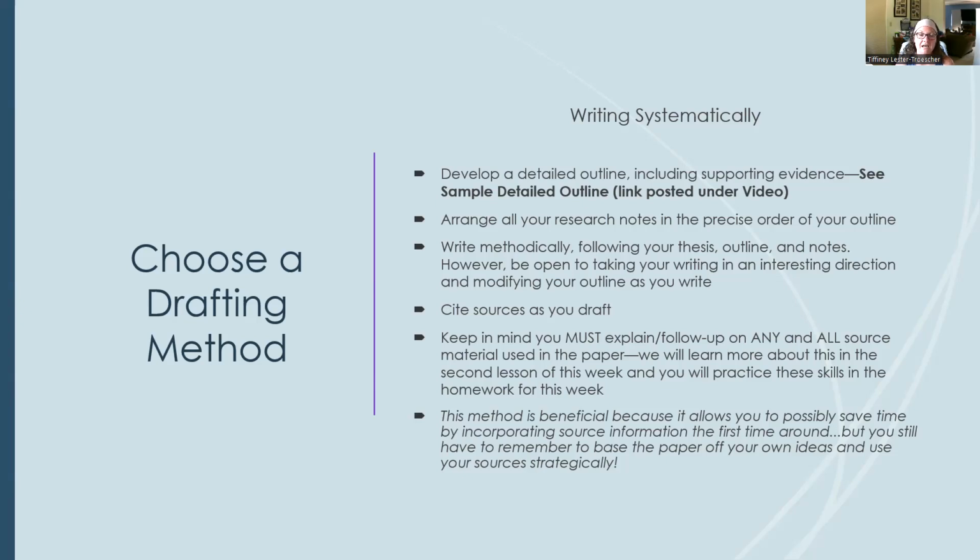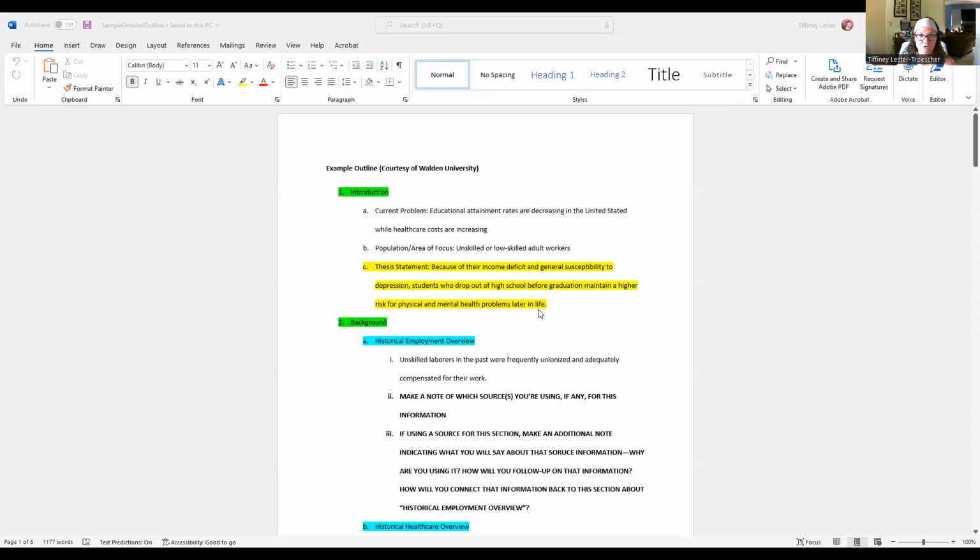Okay, but I still suggest an outline. So let's look at what an outline looks like when you're writing systematically, when you're going to include your source material the first time around. My introductory paragraph, I am going to start off talking about our current problem, that educational attainment rates are decreasing in the United States while healthcare costs are increasing. I'm going to mention the population and area of focus. I'm going to be looking at unskilled or low-skilled adult workers.